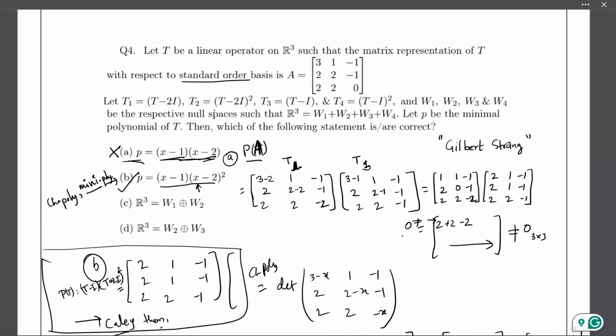Direct sum of W1 and W2. Can it happen? How? Do you see the kernel of T1? Is there any relation between the kernel of T1 and the kernel of T2? Whatever is annihilated by T1 will be annihilated by T2. So this option is correct.